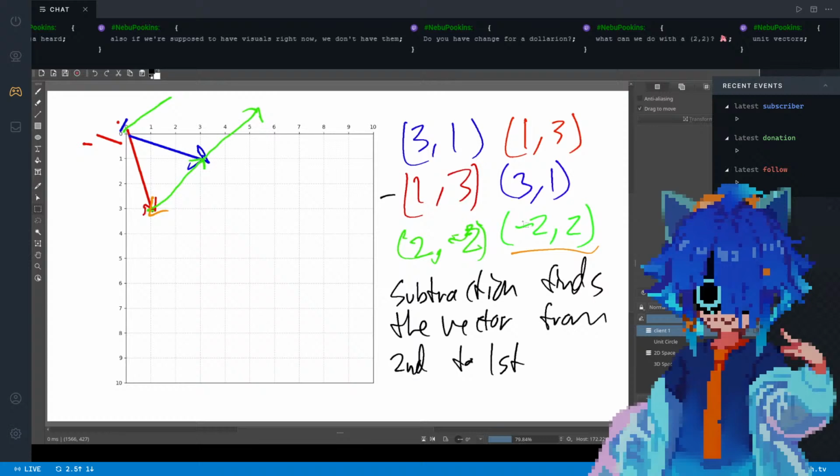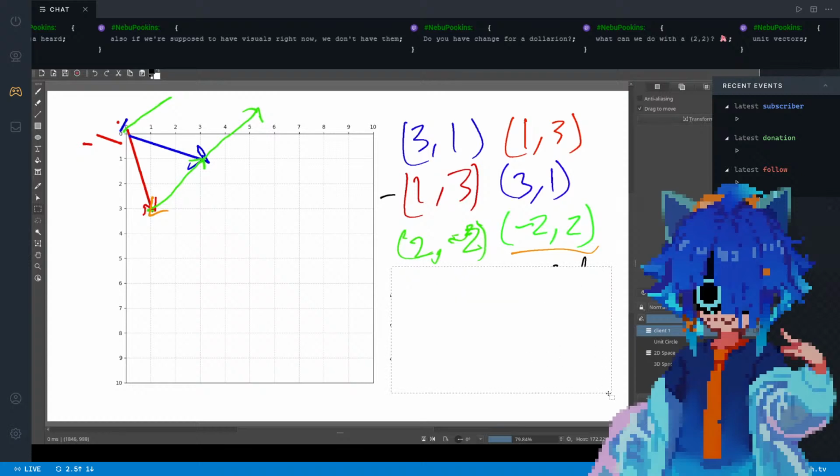So, how can this be useful? Well, let's take this vector, negative 2, negative 2, and what happens if we find its length? That will wind up being 2 squared plus negative 2 squared. The square root of that equals the square root of 8, which we already identified was about 2.2.